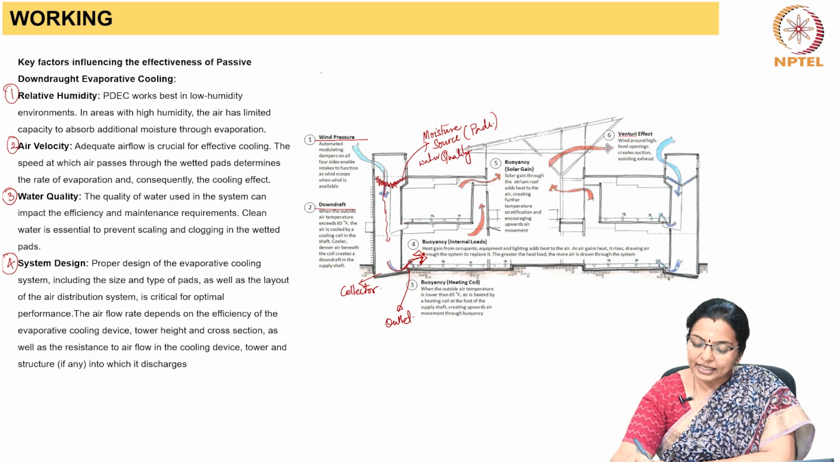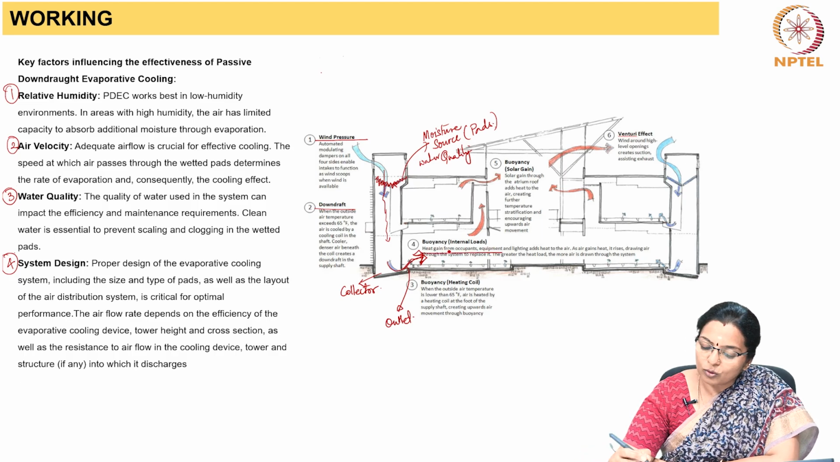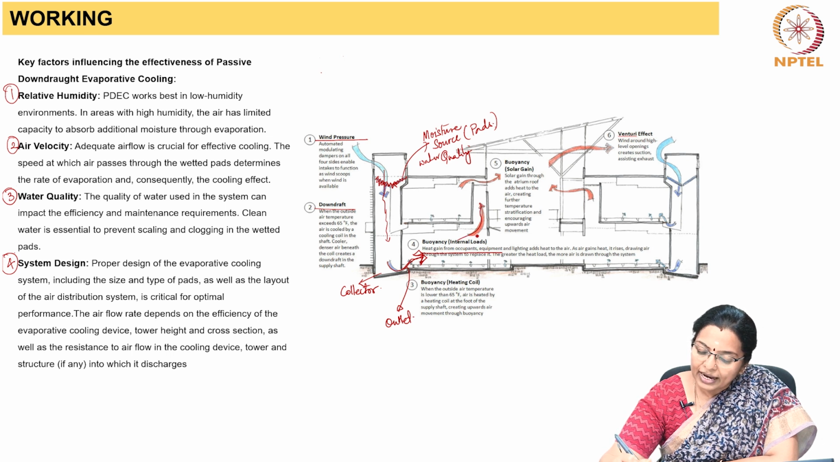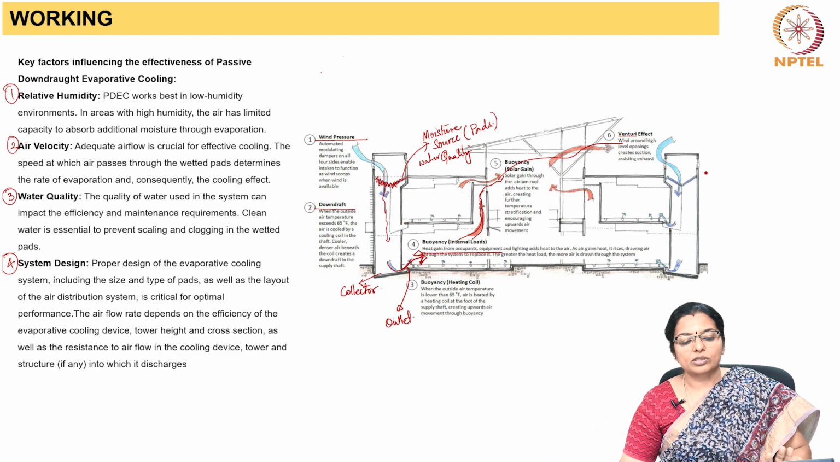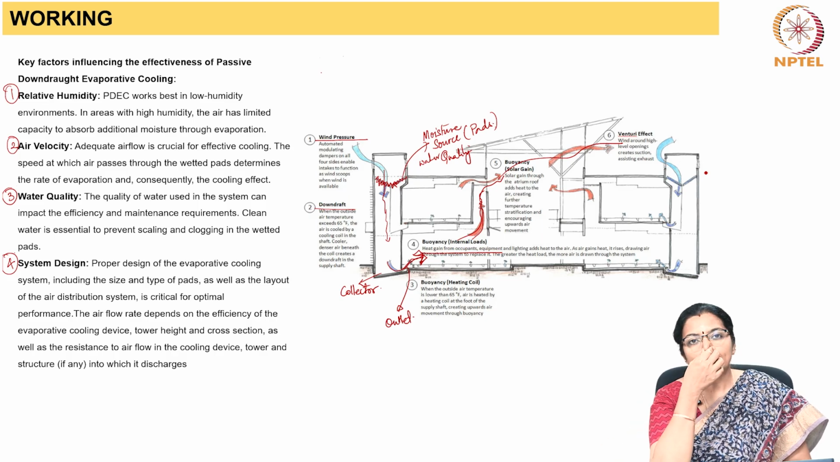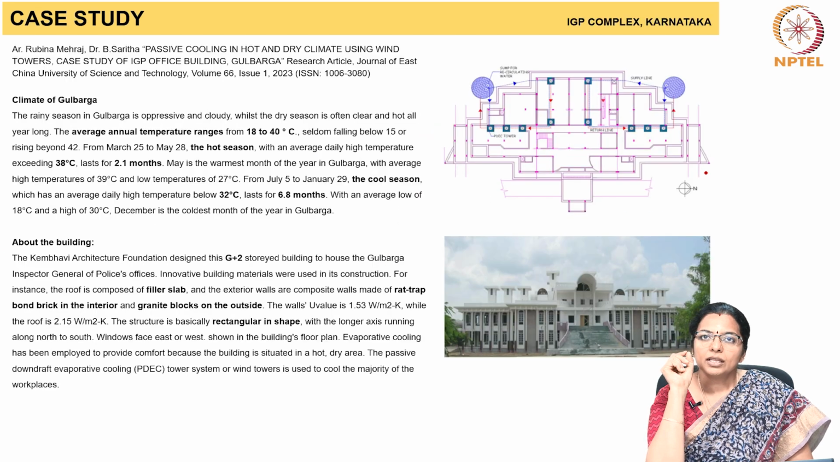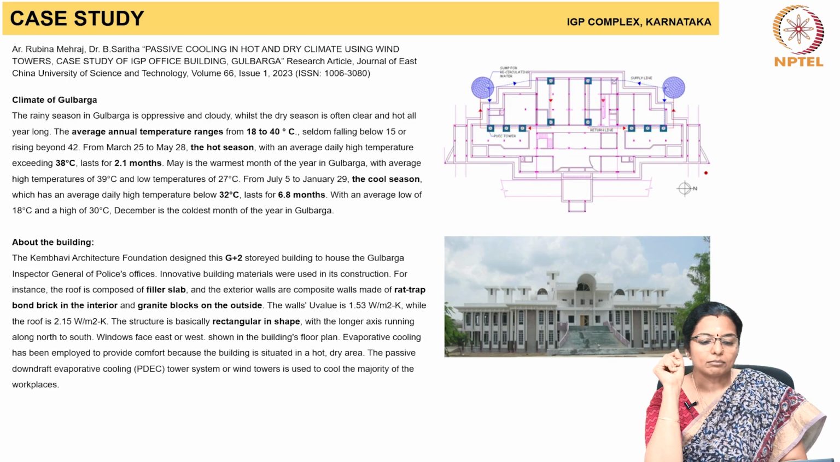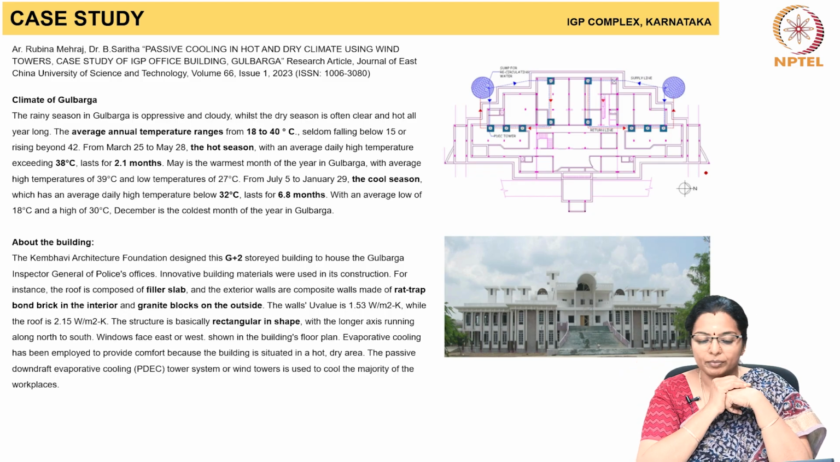Because of the heat gain from occupants or people, equipment and lighting loads, the air becomes warm, and there has to be a provision for this warm air to escape. And this is the process and working of a PDEC. Let us now look at some case studies where this PDEC has been used. The first case study we will see today is the PDEC used in the IGP building at Gulbarga.